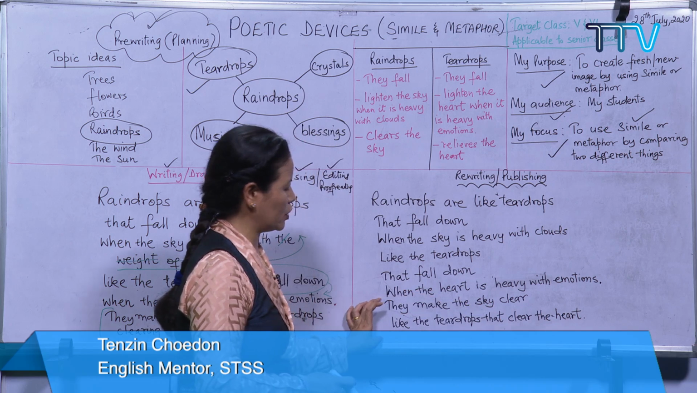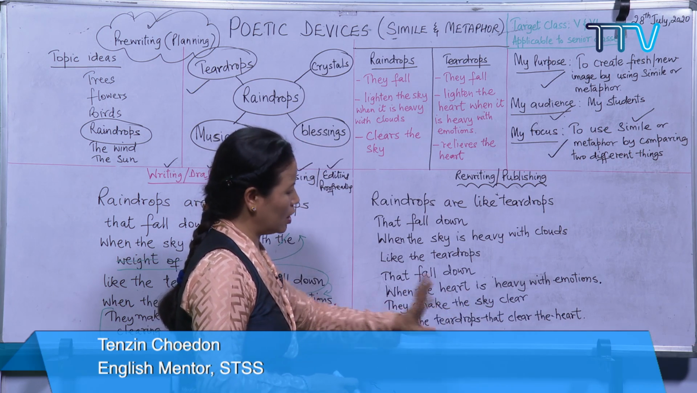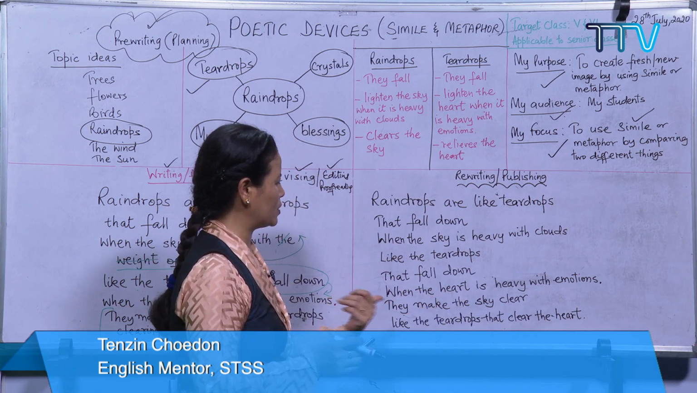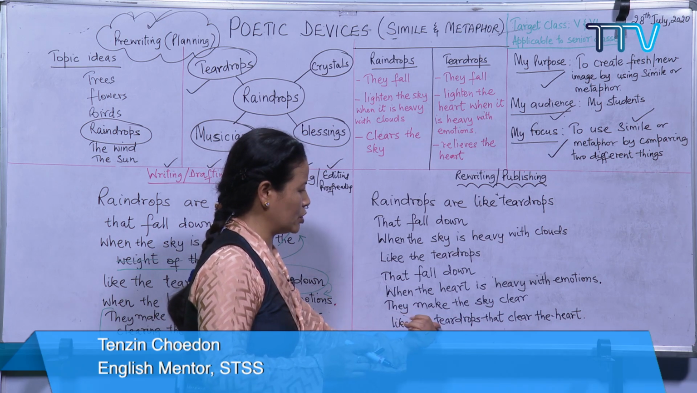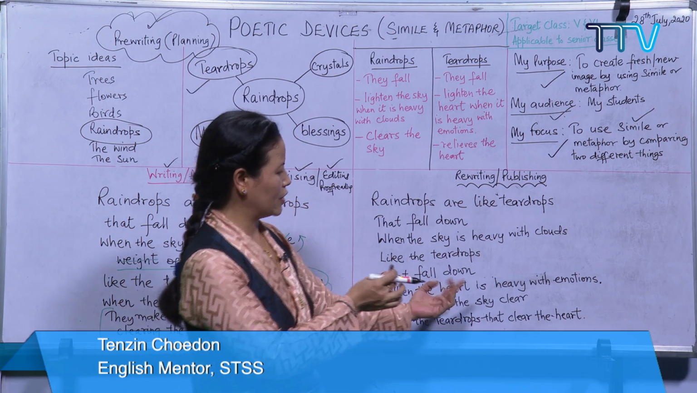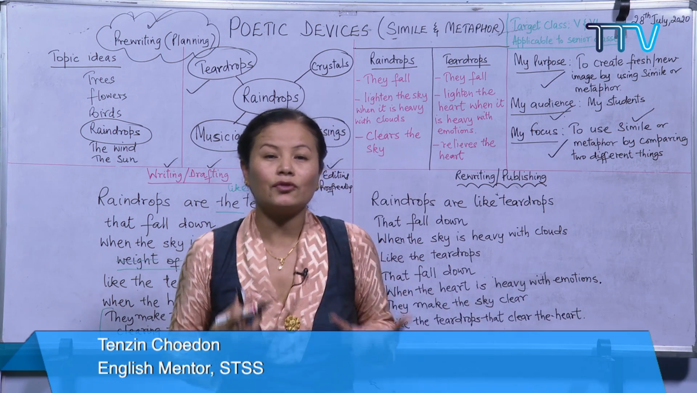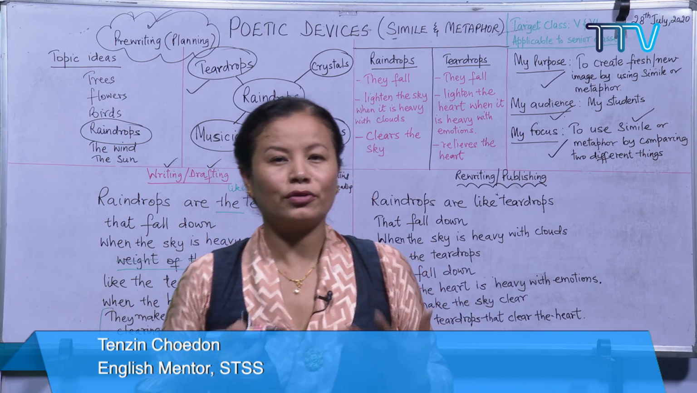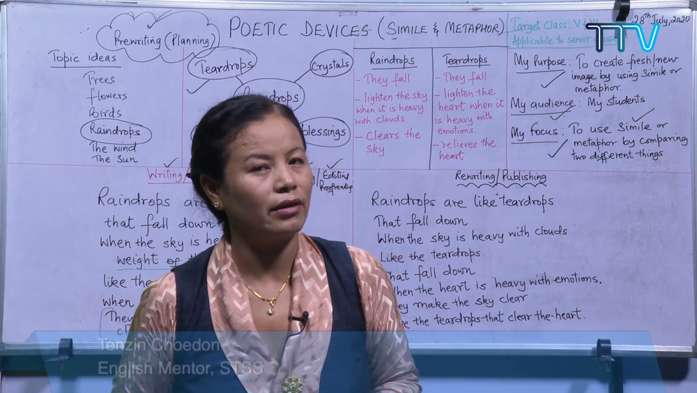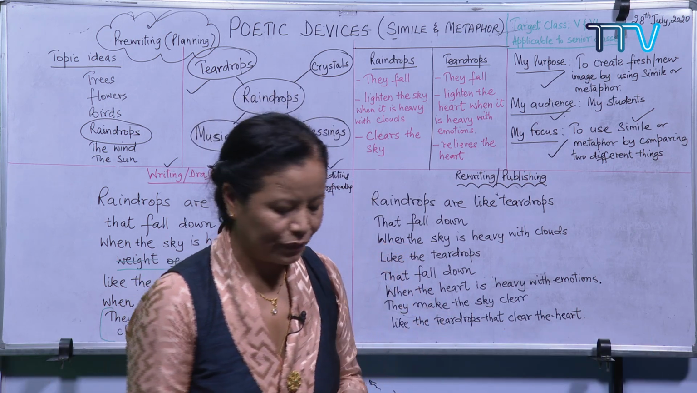Again, we are making use of simile. The manner in which the raindrops are compared to teardrops is the function, right? Their function, what they do. Okay, clearing the sky, it's clearing the heart. Clearing the heart of what? Your emotions, your pain, sorrow, the heaviness, whatever it is. You feel relief, isn't it?